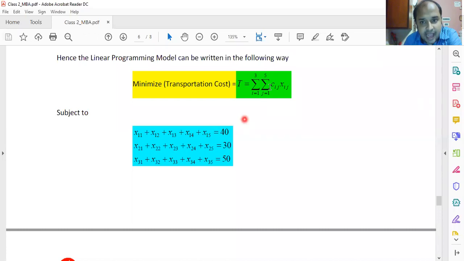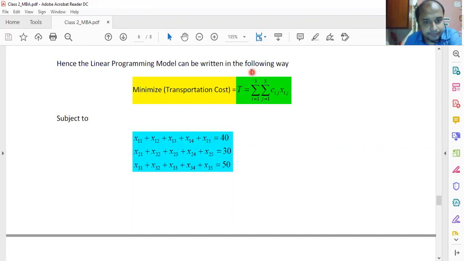So we write Ci1 xi1 plus Ci2 xi2 plus Ci3 xi3 plus Ci4 xi4 plus Ci5 xi5. The i's remain the same, and then the summation over i is acting over each of these i's. We count from 1 up to 3. If you break it, you will get the original one. So this is the concise way by which we can squeeze the transportation cost for our own sake, for the purpose of not writing everything in detail.